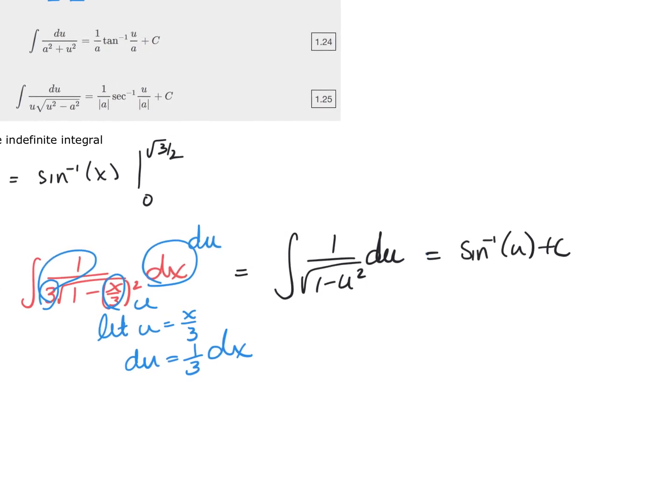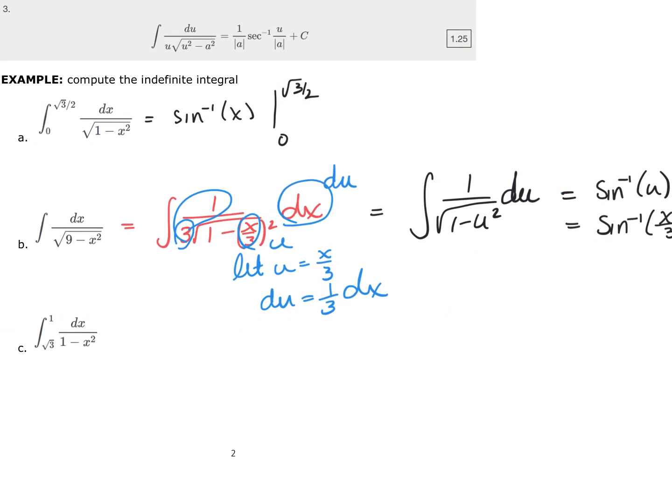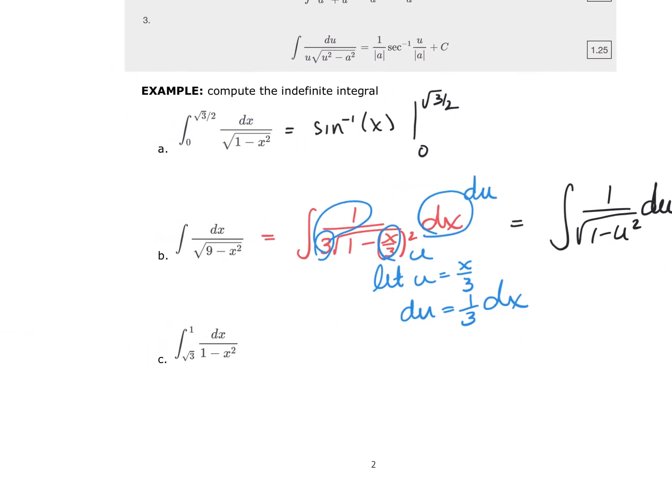Of course, we're not solving for u, so we are going to write this as the sine inverse of x over 3 plus c. So that's another way of doing it if you're not like, hey, I've got to memorize this stuff. So we're going to take a look at c.